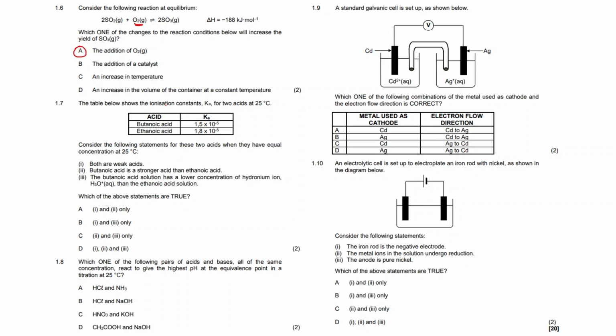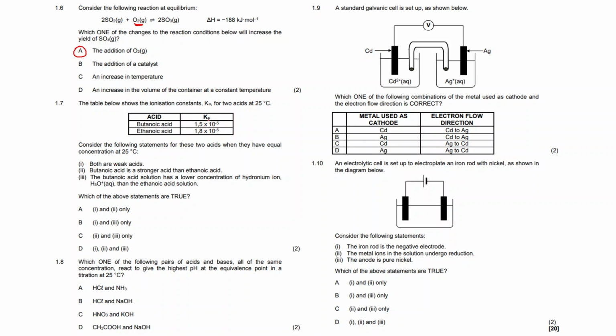The table below shows question 1.7. The table below shows the ionization constants Ka for 2 acids at 25 degrees Celsius. Consider the following statements for these 2 acids when they have equal concentration at 25 degrees Celsius. So, I, both are weak acids. II, butanoic acid is stronger than ethanoic acid. And III, the butanoic acid solution has a lower concentration of hydronium ions, H3O+, than the ethanoic acid solution.